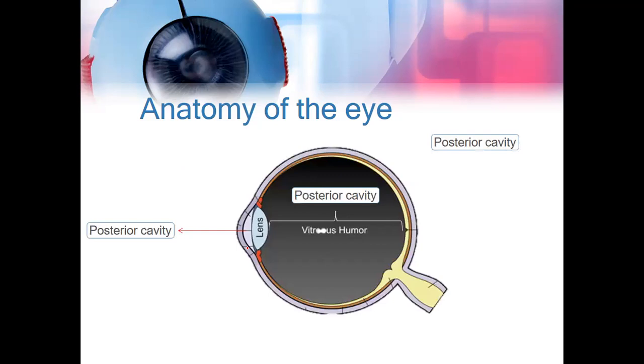So here, the lens divides the whole eye into two main chambers. Actually, there's a difference between chambers and cavities. Here we have the posterior cavity, which has the vitreous humor, and the anterior one has the aqueous humor, right? This is actually anterior, right? Sorry, there's a mistake here.